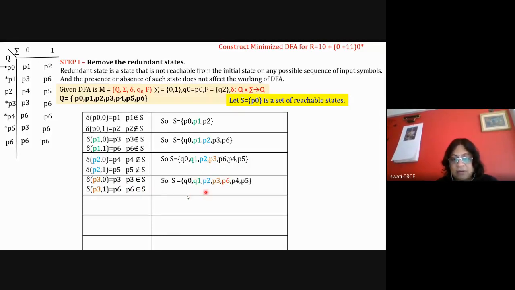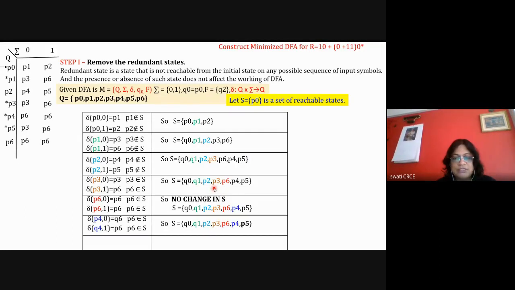Then take the next one, P6, but for verification, I'm taking everything. If you observe here, here only I've got all the states. So I can stop here also. But I'll take the next state, then for 0, 1, then again I'm taking the next state, and there is no change, then P5. So all the states are there. In this case, all the states are reachable.